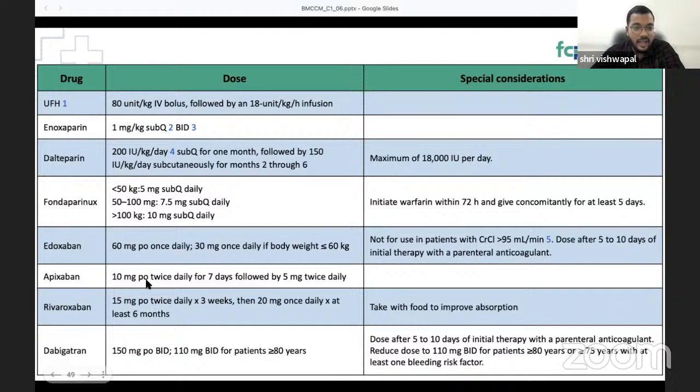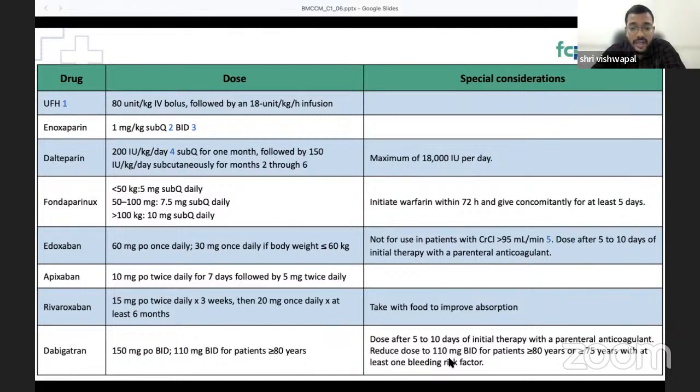Same way, for apixaban, it's 10 milligram twice daily for 7 days, followed by 5 milligram twice daily. We are going to change the dose after 7 days. So rivaroxaban should be taken with food to improve the absorption of the drug. So dabigatran, it's 150 milligram BD for patients with age below 80 years, given after 5 days of initial therapy with parenteral anticoagulant.